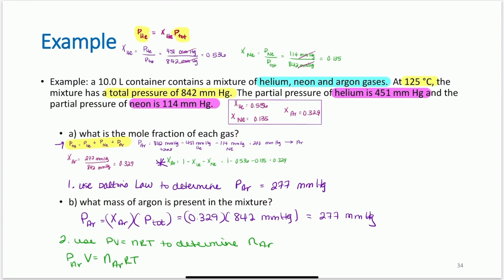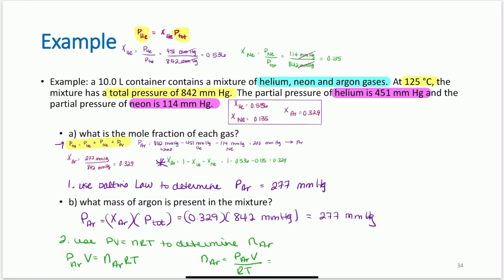The volume and temperature of all gases will be the same, because remember, gases are going to expand to their total container, so we don't have to split up the volume between all the gases. All the gases are using the whole container, and all the gases are at the same temperature. I'm going to rearrange this equation to solve for number of moles. To do that, I'm going to get the pressure of argon times the volume of the system divided by my gas constant times the temperature.